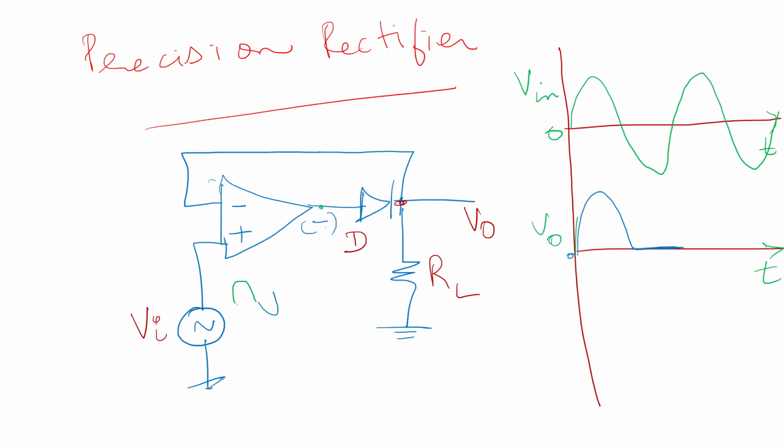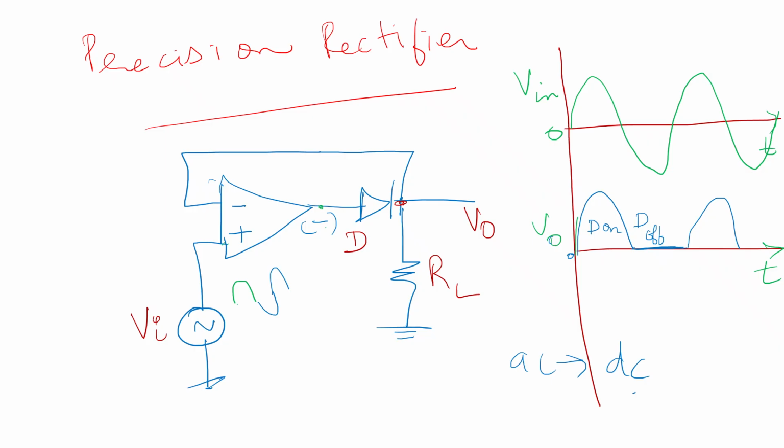During the positive half cycle, the diode is on. During the negative half cycle, the diode is off. Again, during another positive cycle, we will be getting an output which is equal to the input. So in this way, the precision rectifier is capable of converting AC into DC. This is the output obtained using one diode.